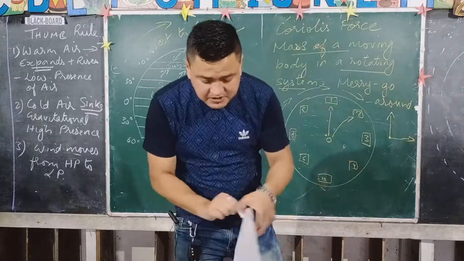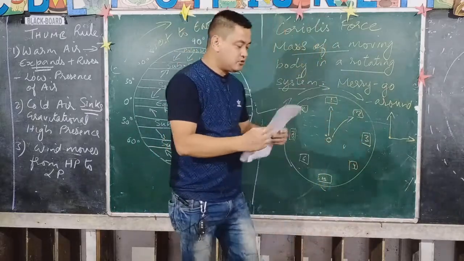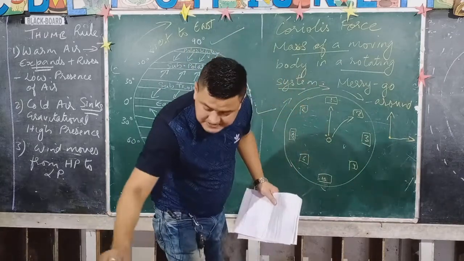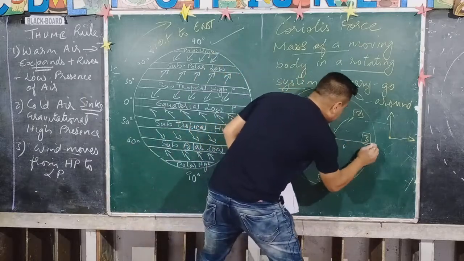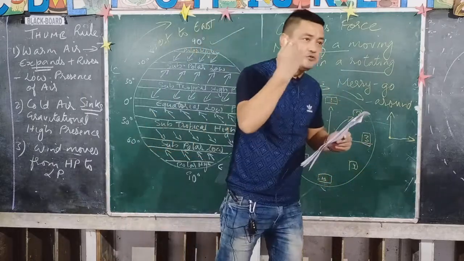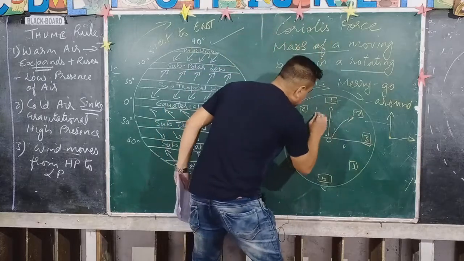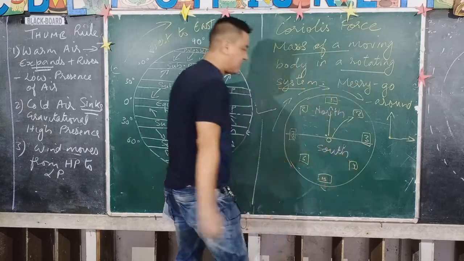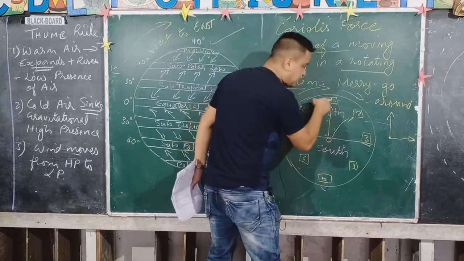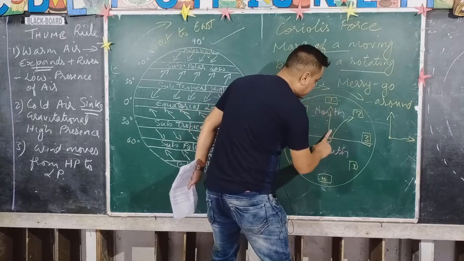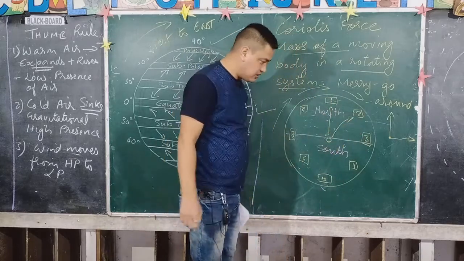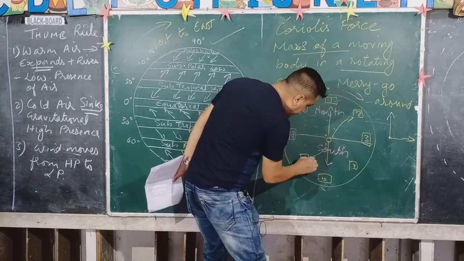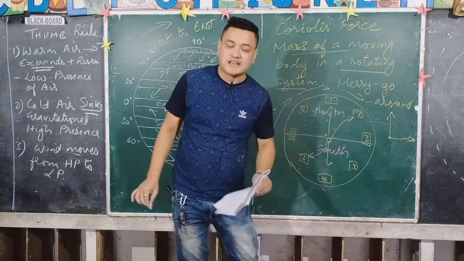So what happens is, due to Coriolis force, objects deflect to the right in the northern hemisphere. So this is the northern hemisphere and this is the southern hemisphere. If you are throwing the ball to number 1 in the northern hemisphere, it gets deflected to the right side due to Coriolis force. But if you are throwing the ball from here to number 5, it gets deflected to the left side due to Coriolis force in the southern hemisphere.